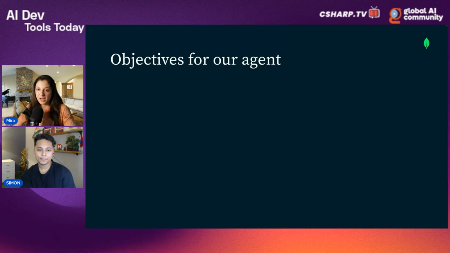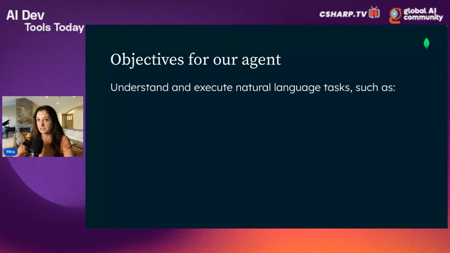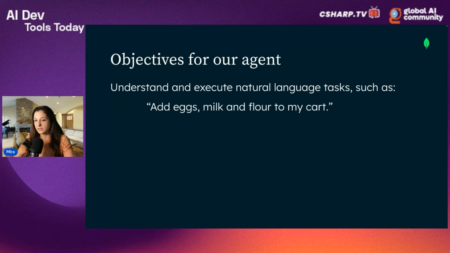The objectives for our agent will be to understand and execute natural language tasks. I want to interact with it as though it is a chatbot. So it should understand it when I say, add milk, eggs, and flour to my cart, I want to bake a cake. When I say that, it should be able to find the appropriate ingredients in the inventory of the shop and add them to the cart.